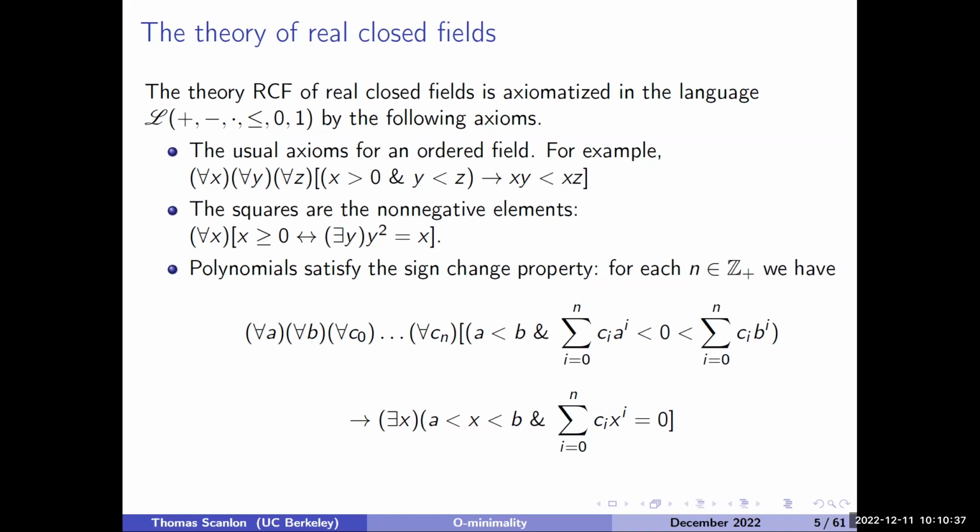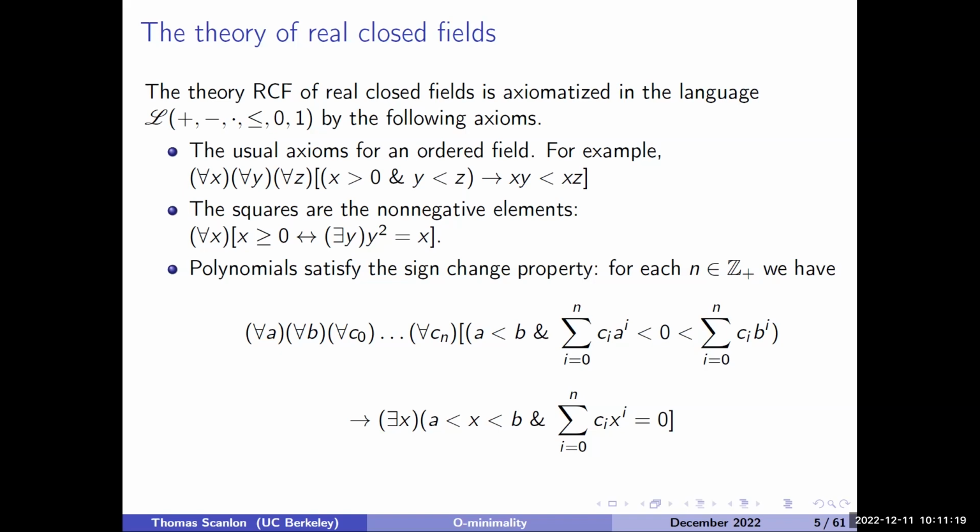To write down the axioms, you write down the axioms that you know from basic algebra as to what an ordered field is. You need to say that addition is associative, that multiplication is associative, and that addition and multiplication respect the ordering. So, for example, if you multiply by a positive number, you preserve the same inequality, and so on. You know what those axioms are, and if you don't, you can figure them out.